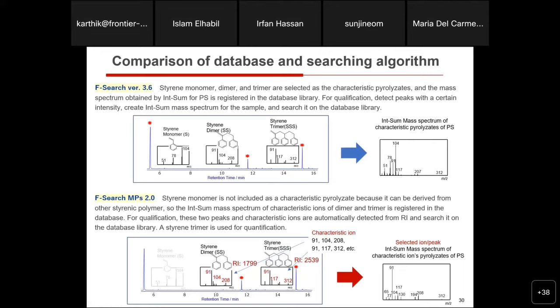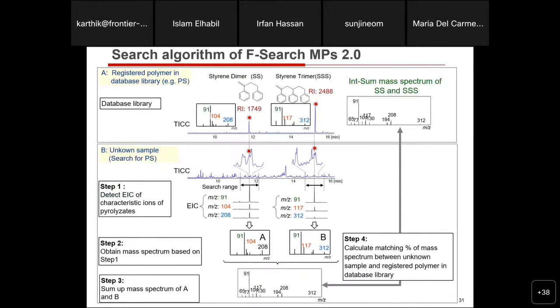So we are basically looking at the retention indices. Later I will explain how this is done, and it will be compared with our reference database. This is an automatic process, but how it works is basically in 4 steps. When you have a sample analyzed, initially you have your database. This is the reference, the registered polymers in the database library. And in B, you have an unknown sample.